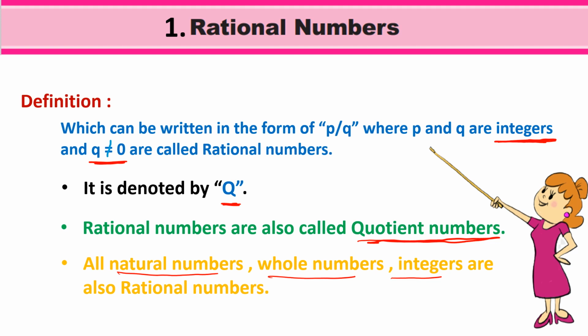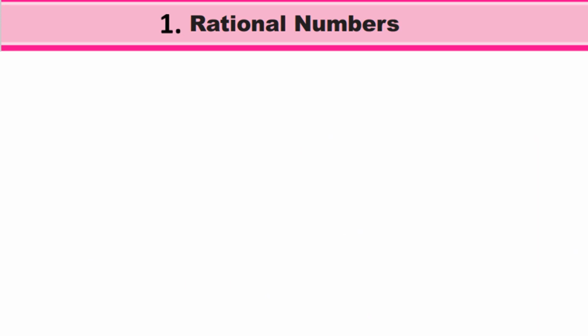Look at that. Natural numbers we can write as 1 by 1, 2 by 1, 3 by 1, like that, right? Whole numbers also: 0 by 1, 0 by 2, we write zero like this. 0 by 3 and 0 by 4. So we can write 0 in the form of p by q like this. Like that, integers are also rational numbers only. Understand, children?